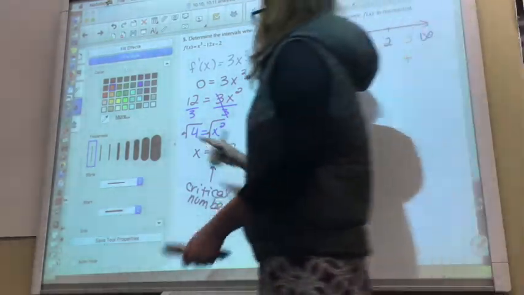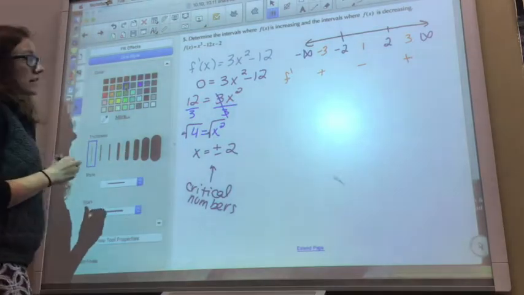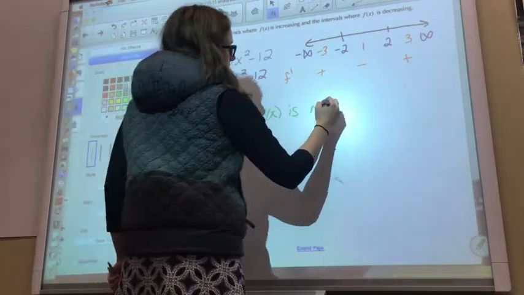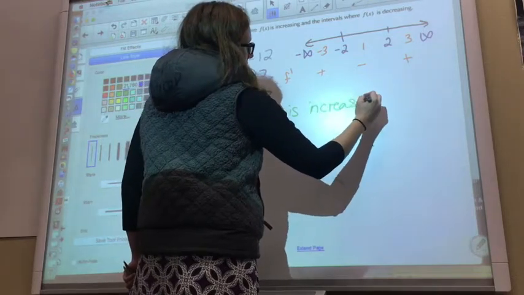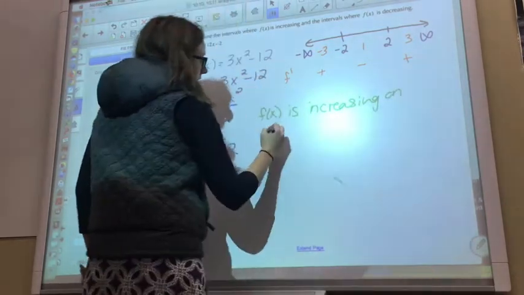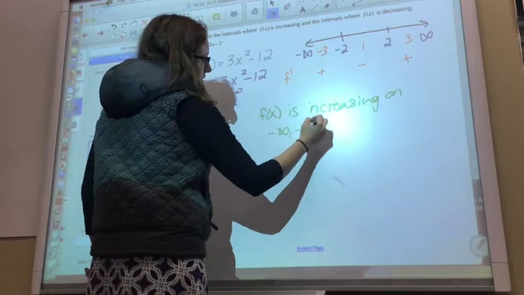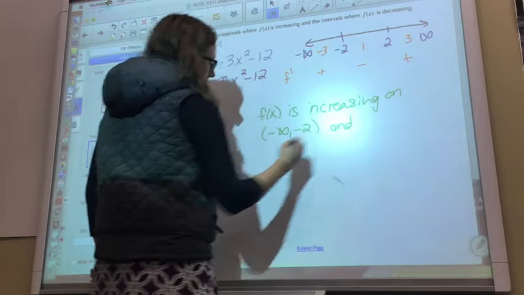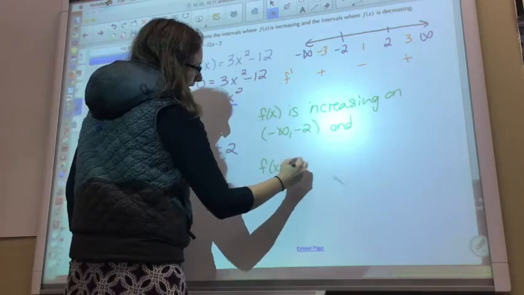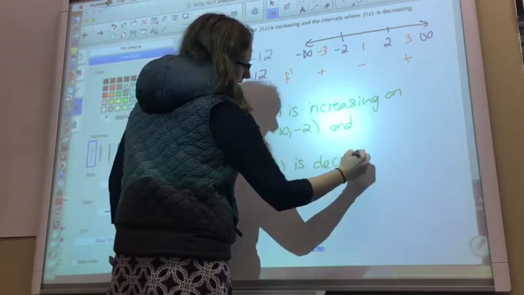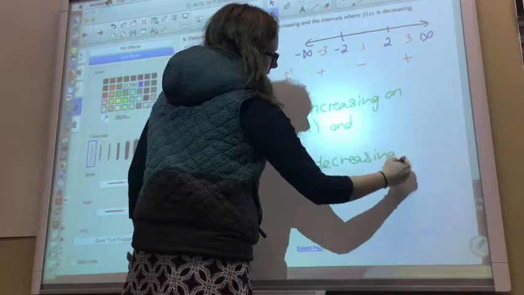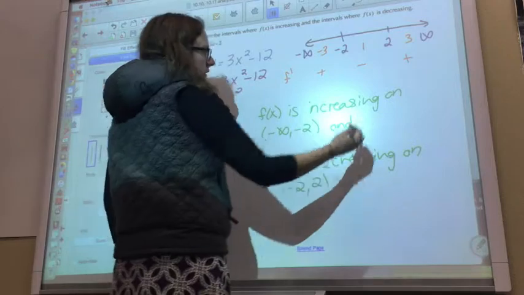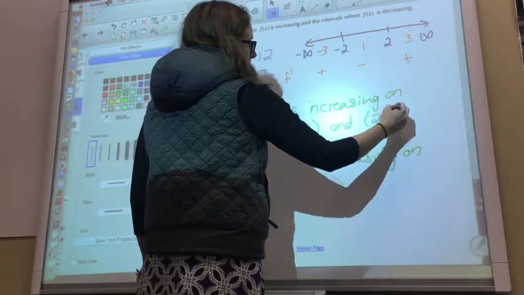And so, where is f of x increasing? f of x increases from -infinity to -2. It decreases from -2 to 2. And then increases again at 2.